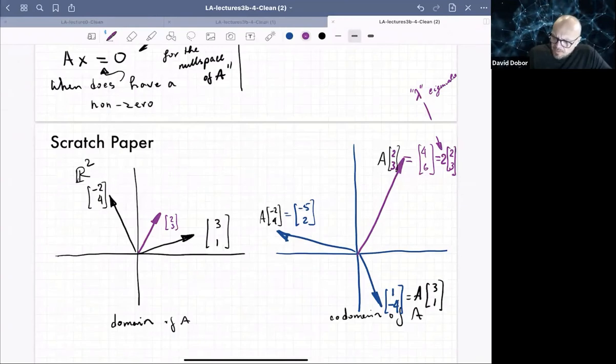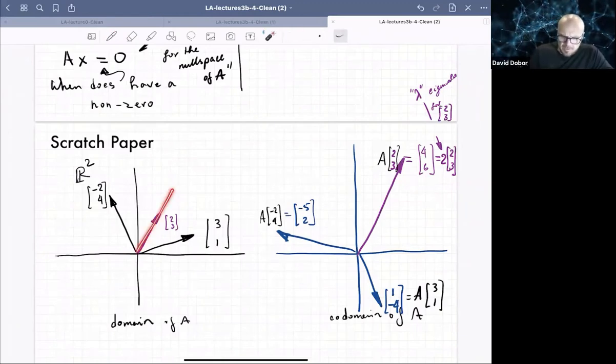associated with 4, 6. With 2, 3, or 4, 6 is also an eigenvector with 2, 3. If I looked at 4, 6 here, that would go to 8, 12 somewhere. That would also be stretched twice under this linear transformation.